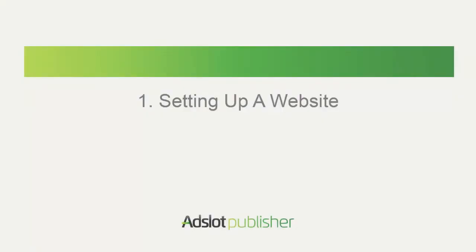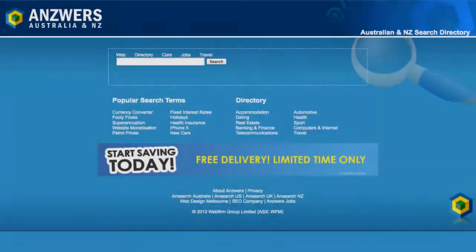Section 1. Setting up a website. For the purposes of this demo, we'll use the Australian and New Zealand search engine Answers as our example. We'll create a homepage leaderboard product to sell through Adslot. You can see there is currently a leaderboard running on the homepage. These ads are from a remnant network earning minimal revenue, so direct sales through Adslot should help boost revenue.